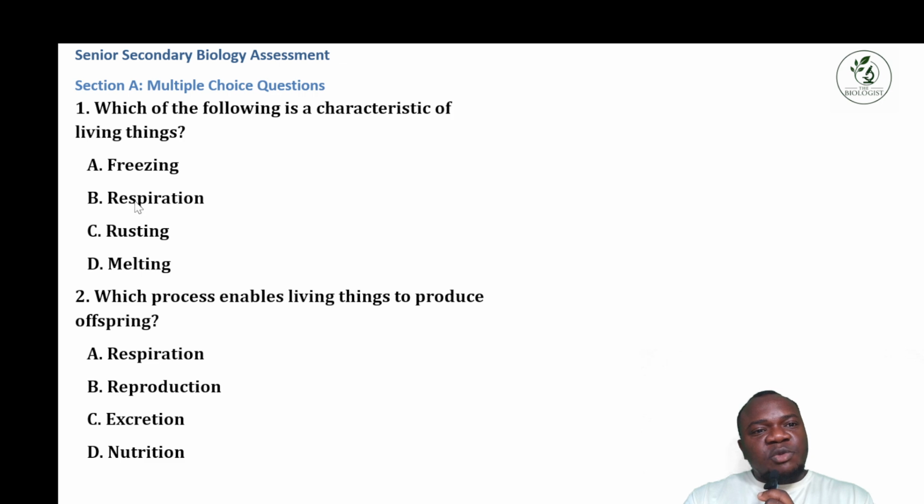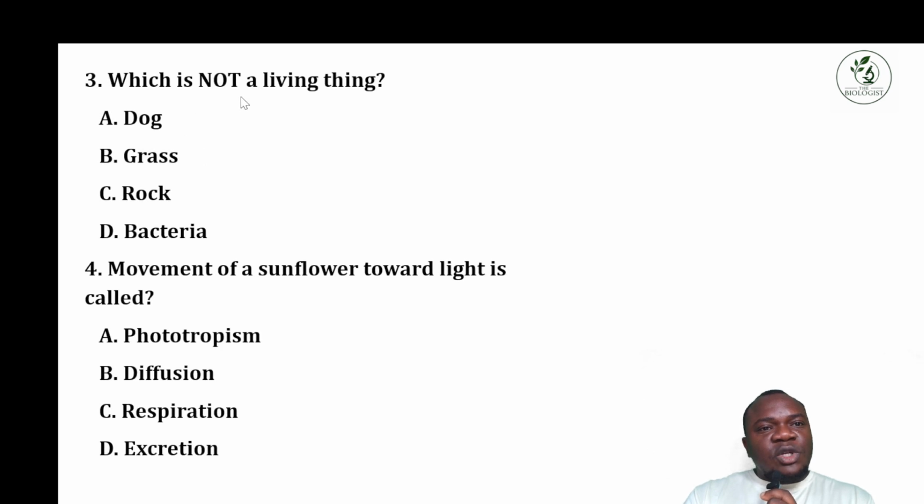To have freezing, respiration, rusting, and melting. So, for you to be living, you have to what? Respire. So, respiration is the answer. So, which process enables living things to produce offspring? So, that is reproduction, not excretion, not nutrition, not respiration. So, it's reproduction.